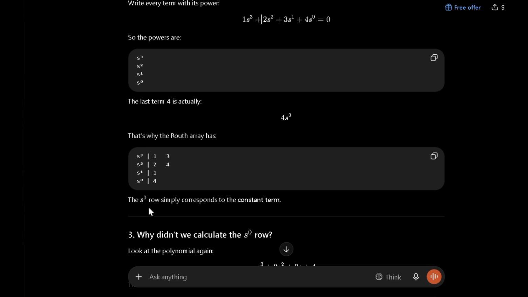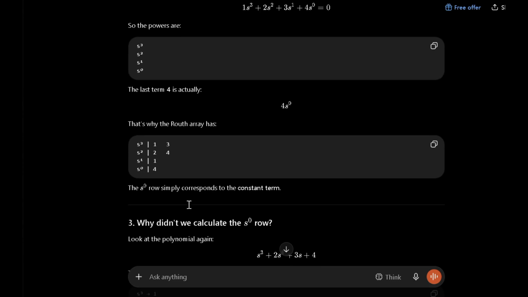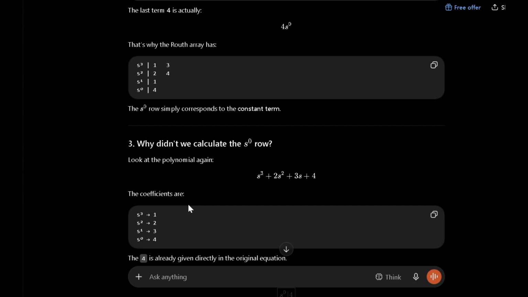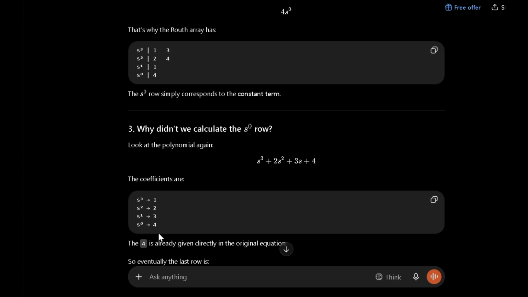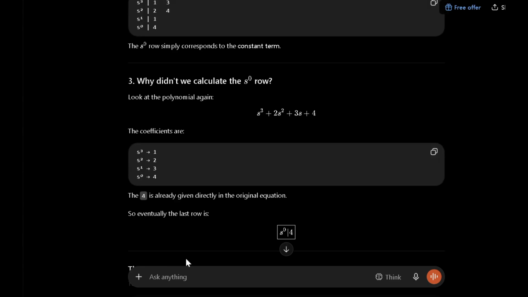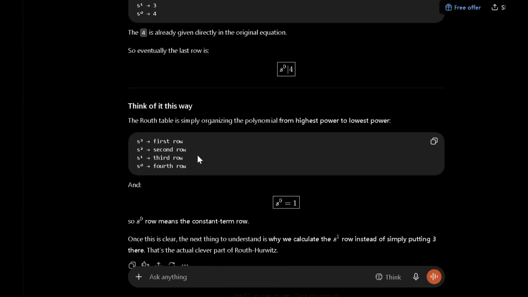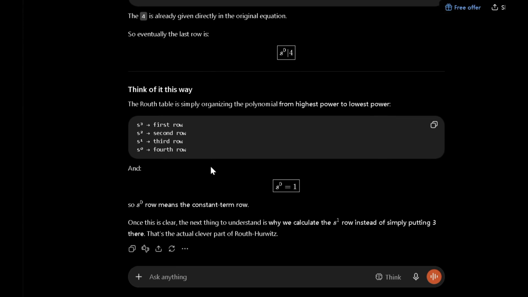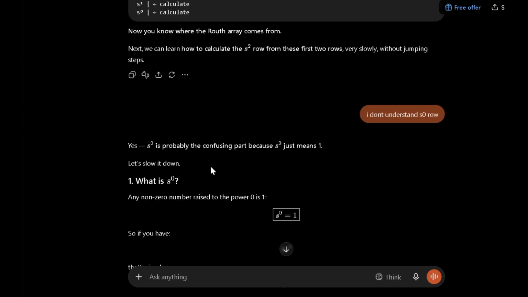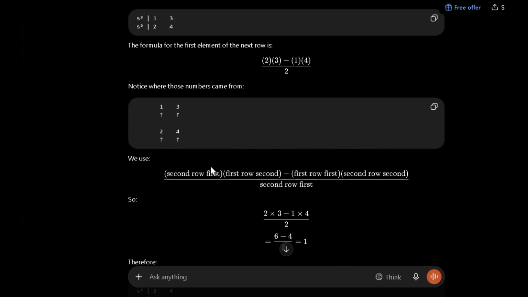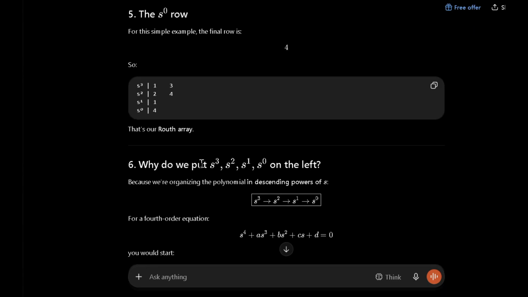Why did we calculate the S0 row? Look at the polynomial again. The 4 is already given directly in the original equation. So eventually the last row, S0, is 4. The Routh table is simply organizing the polynomial from highest power to lowest. S3 first row, S2 second row, S1 third row, S0 fourth row, and S0 equals 1. Okay. It came because it is the constant term.